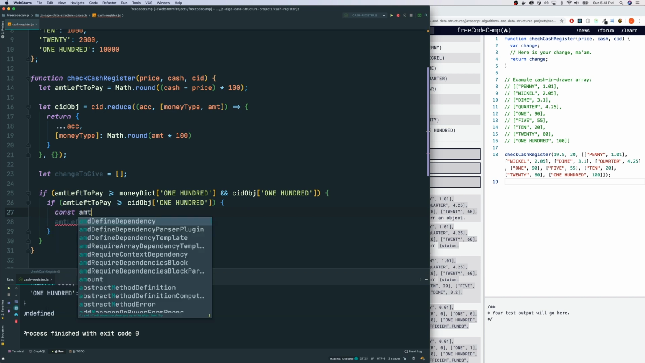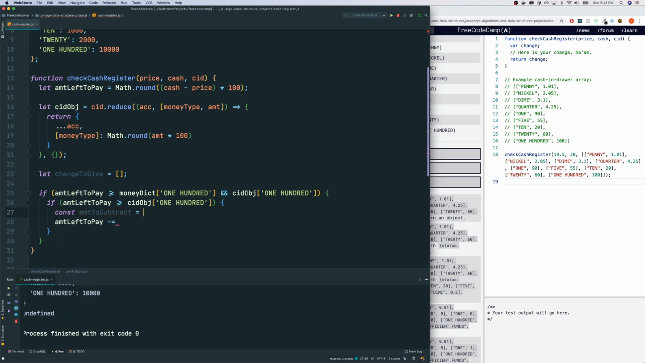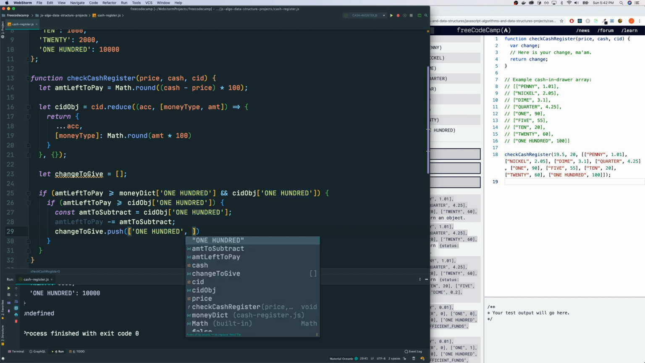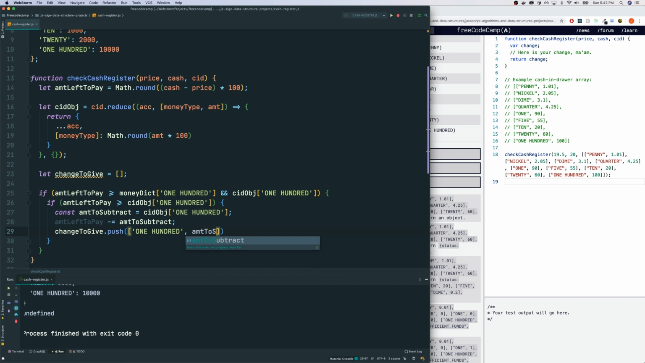So const amount to subtract is going to equal everything in our CID object of 100. And from amount left to pay, we're going to subtract to it, minus equals amount to subtract. Not only that, we have to push to change to give, right? So let's push it to that, change to give dot push. And remember that accepts an array, the first one being the actual key, denomination, and also the amount to subtract is the amount that we're gonna give.